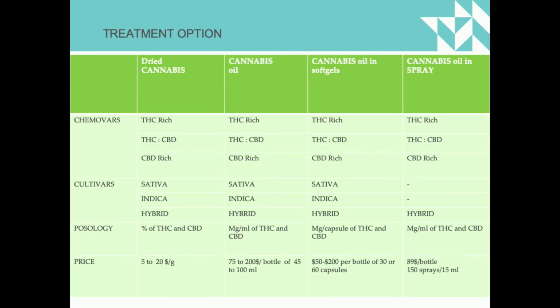So the treatment options, what we call the chemovar, that we review: the possibility of THC-rich, THC and CBD, or CBD, the cultivars, so sativa, indica, or hybrid. The posology: for dried cannabis, we will speak in percentage of THC and CBD. For the oil, we will speak in milligram per milliliter. For a capsule, in milligram per capsule. And for a spray, in milligram per milliliter. So the price, they are very expensive.